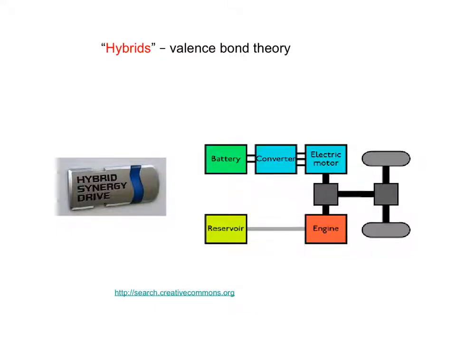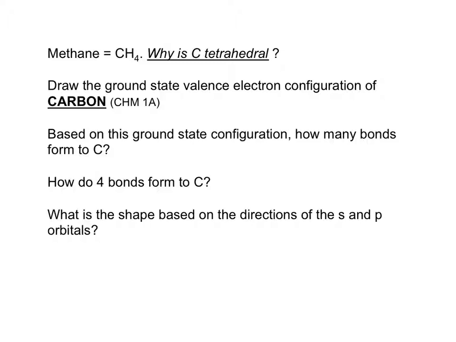A hybrid car has an electric motor and a gasoline engine, so how are hybrids related to valence bond theory? We looked at the structure and shape of methane earlier. We also know from Chem 1A that a covalent bond forms when one unpaired electron from one atom combines with one unpaired electron from another atom. We also learned that a bond forms when atomic orbitals overlap to form that bond. So how do four bonds form on carbon, and why is carbon tetrahedral?